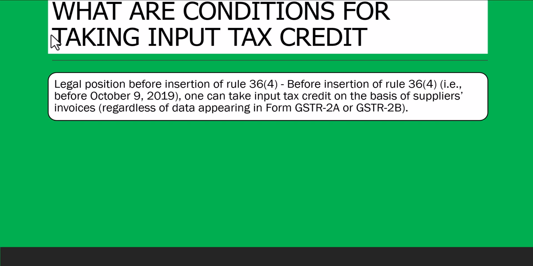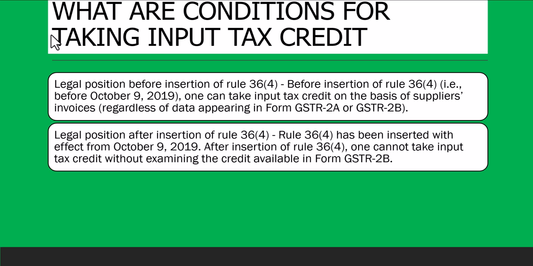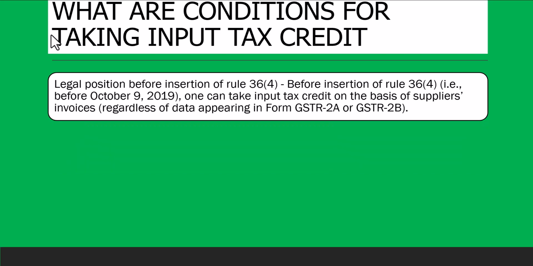What are conditions for taking input tax credit? Legal position before insertion of Rule 36(4). Before insertion of Rule 36(4), that is before October 9, 2019, one can take input tax credit on the basis of the supplier's invoice, regardless of data appearing in Form GSTR2A or 2B. So earlier, you could take the input tax credit on the basis of the supplier invoices. So before 2019, whatever you had purchased as per your own books of account, you were supposed to take the input tax credit. But now everything is limited to the extent of 2B.